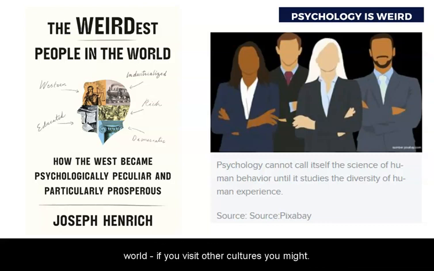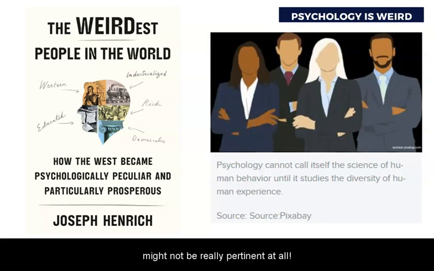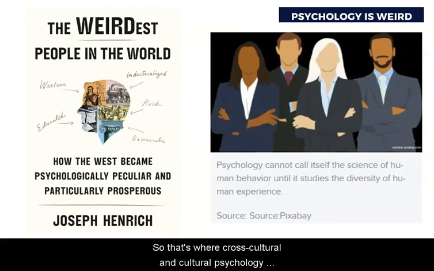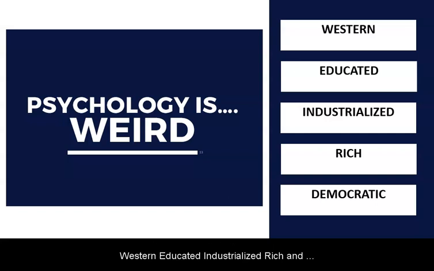And if you go to some other cultures, you might believe that reading an intro psych textbook from the US might not be really pertinent at all. So that's where cross-cultural and cultural psychology came to play. And this is what we mean by psychology being weird, that psychology as we know it today is based mostly on our understanding of Western, educated, industrialized, rich, and democratic people.